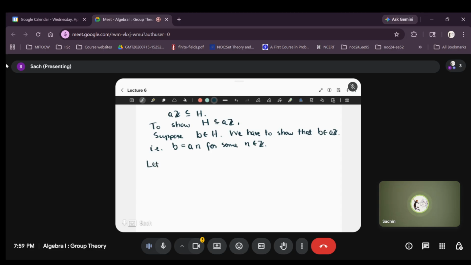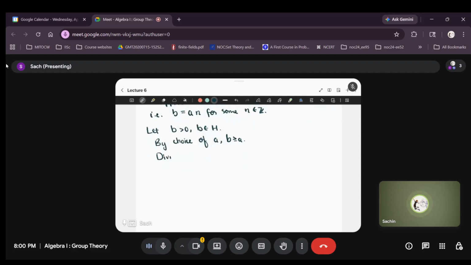First, we'll do the case when B is a positive integer. Let B greater than 0, B be an element of H. Now, by choice of A, A is the smallest positive integer in H, so B must be greater than or equal to A.